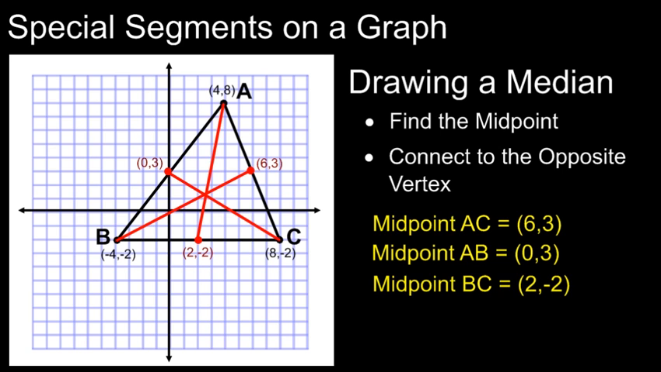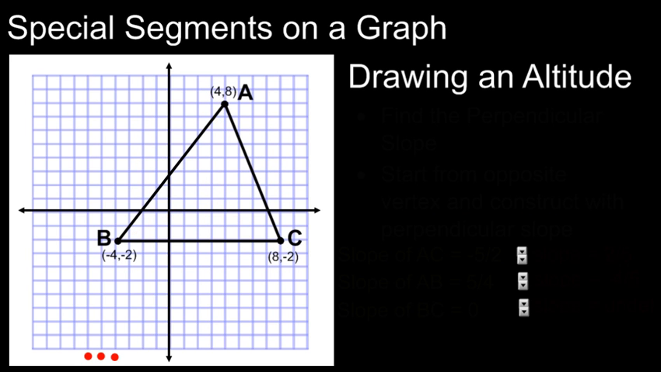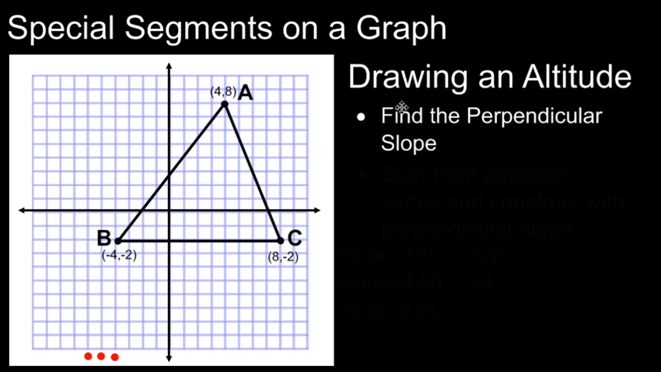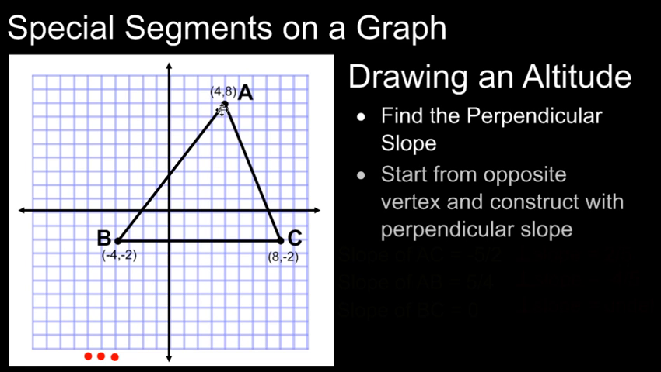Now we're going to do the same thing, except we're going to draw an altitude. To draw an altitude, we first need to find the perpendicular slope, because remember, an altitude forms a 90-degree angle, which means that line has to be perpendicular. To find the perpendicular slope, we first have to find the initial slope of our lines AB, AC, and BC. Once we find the perpendicular slope, we start from the opposite vertex and construct a line using that slope. I know that sounds complicated, but it's a lot easier than it sounds.